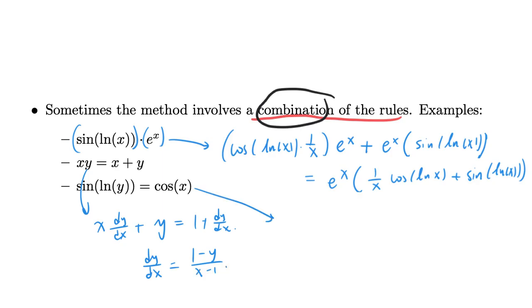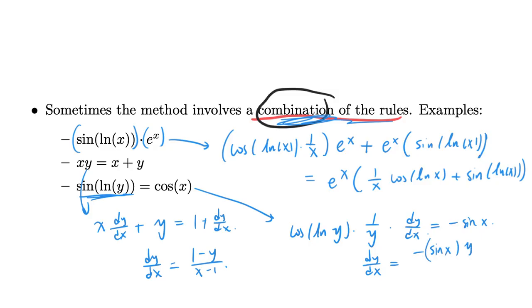For this one, again, it's implicit, but then it would require some other rules. It's a combination of multiple rules. You would take the derivative of both sides with respect to x. So notice here how there were actually 3 layers, and I just did it intuitively using the method I just showed. And on the right-hand side, we would have negative sine x. Then you can just organize this. Dy over dx is equal to negative sine x times y over cosine ln y.